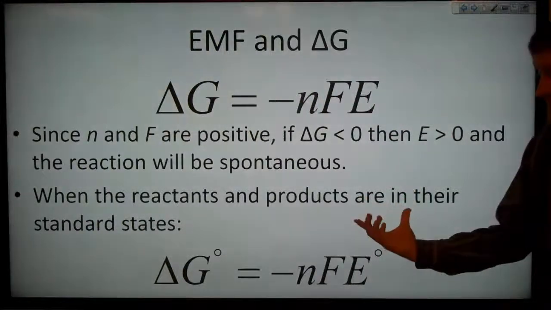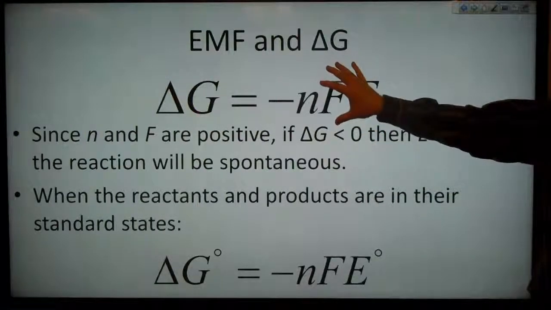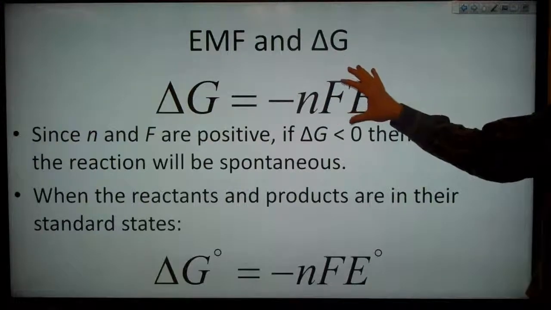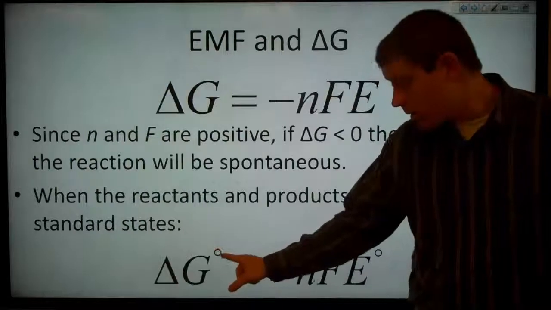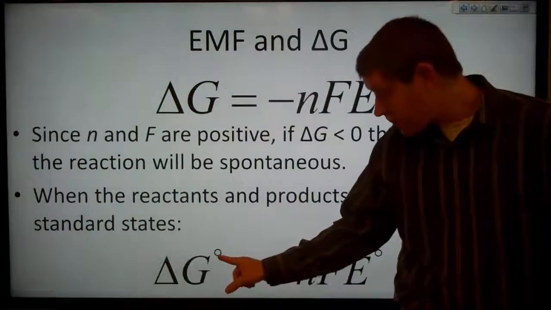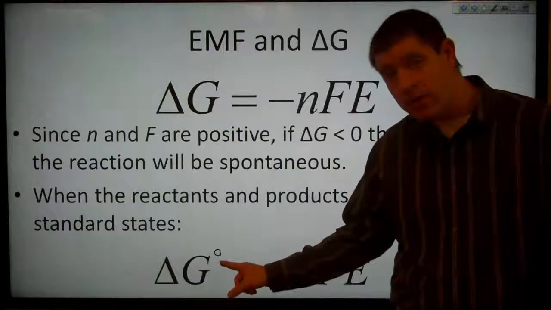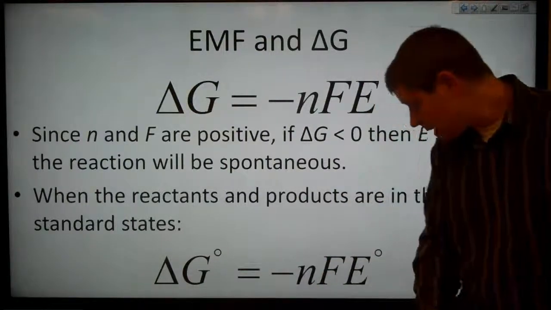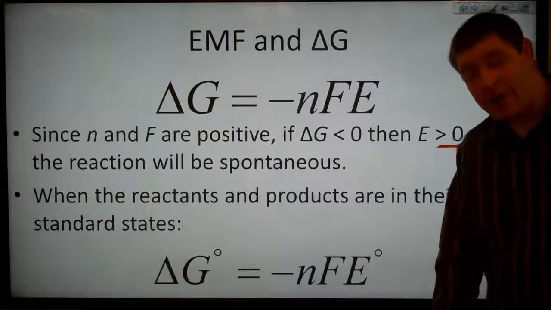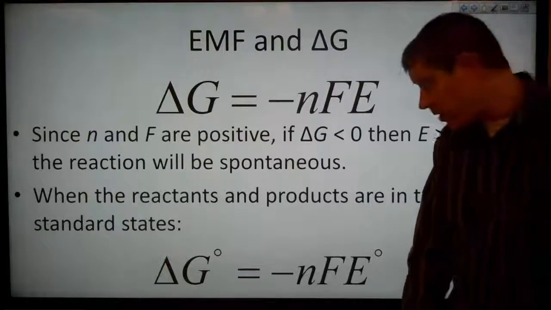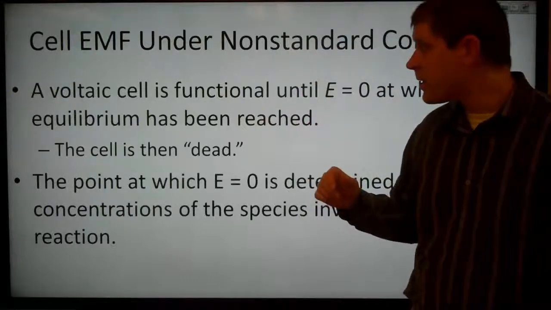So when our reactants and products are in their standard states, then we can take this equation and turn it into this one, where we've added the condition that the Gibbs free energy is now at standard. This is the standard Gibbs free energy change, and we have to use then E0, so we have to have our cell at standard conditions. It's really just a special case of the top equation there.